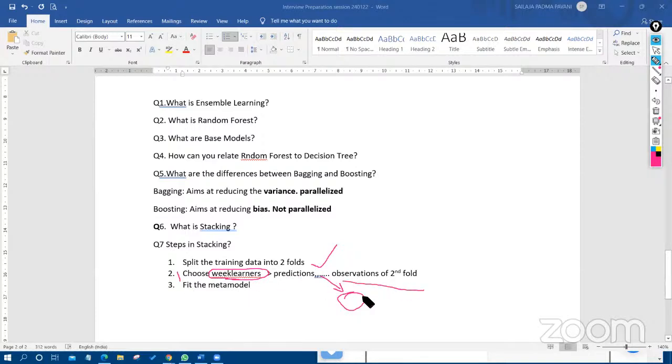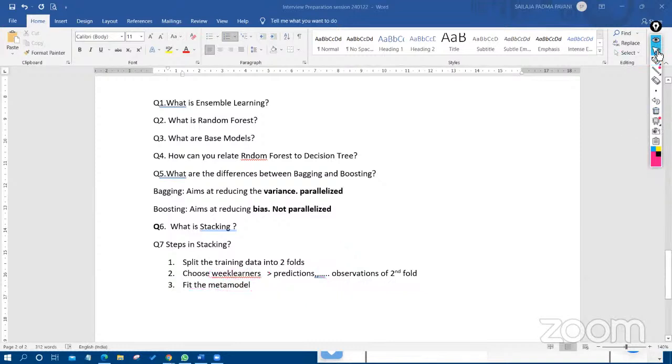After that, what are you doing? After getting the second fold observations, you have to fit the meta model using these observations, and you will get better predictions compared to previously. So what you are doing in stacking? Using weak learners only, you are getting the best predictions, isn't it? So this is the scenario in the case of stacking. I think you got the point.